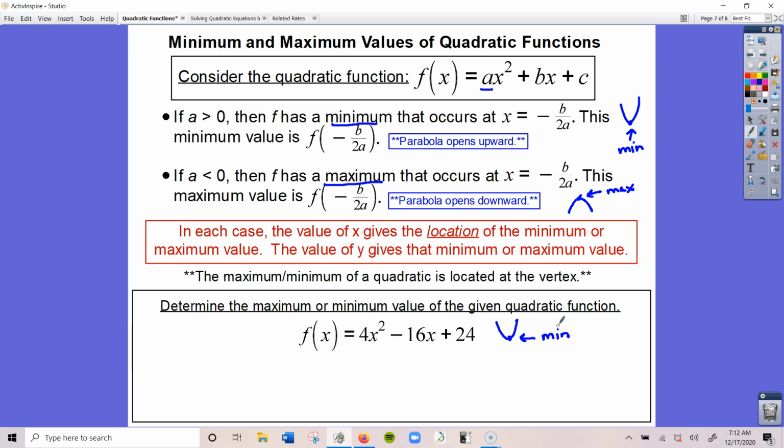Now, in order to figure out what that minimum value is, we're going to have to solve for the vertex. So this we've already done. We have to solve for h first, which is negative b. So negative 16, negative b would be positive 16, over 2 times a, which is 4. 16 divided by 8 is 2. So that's the x value of my vertex.